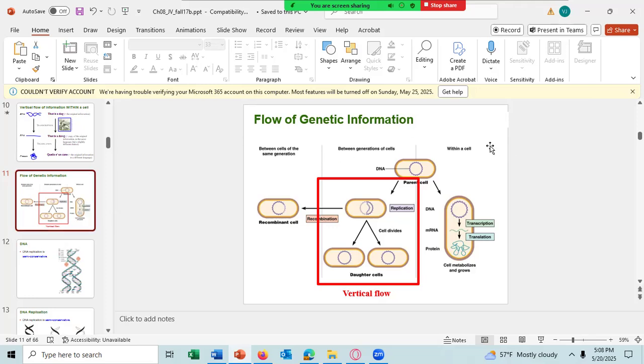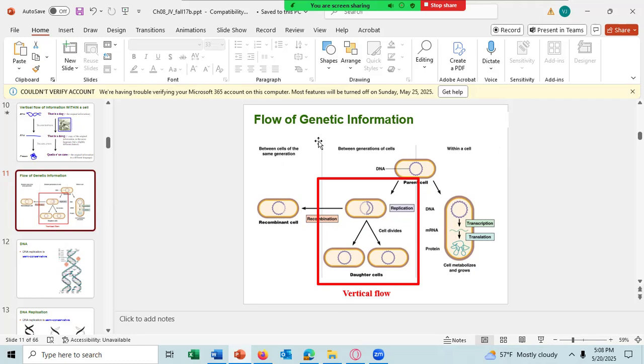All right, that's enough for the flow of information within a cell. Let's talk about the flow of information between generations of cells. This is also known as the vertical flow of DNA. The horizontal flow is between cells of the same generation, to the recombinant cell.